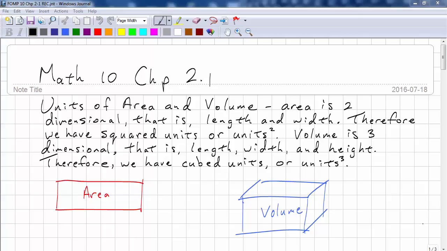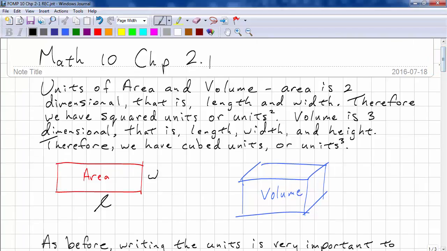Hi, this is Foundations and Pre-Calculus 10, Chapter 2.1. We're going to be looking at units of area and volume. Area is two-dimensional. That is, we have length and width. Therefore, we have squared units or units squared. And volume is three-dimensional. So we have length, width, and height. And therefore, we have cubed units or units cubed.